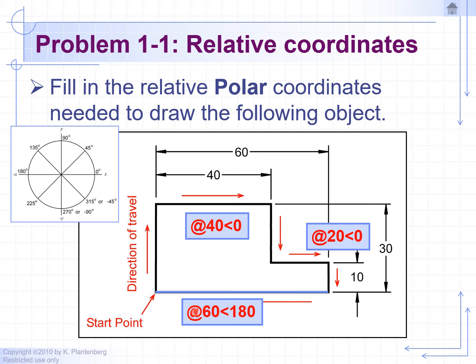We're going to use a length of 60. So we're going to go with @, so that's with respect to the last point, a length of 60, and then rotate 180 degrees to locate the final point, and enter.